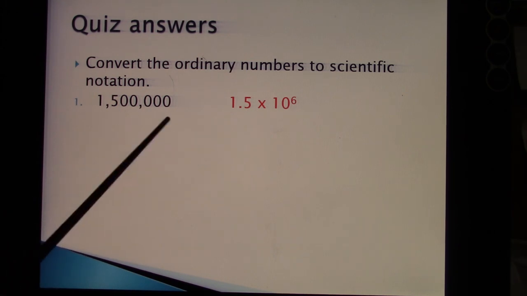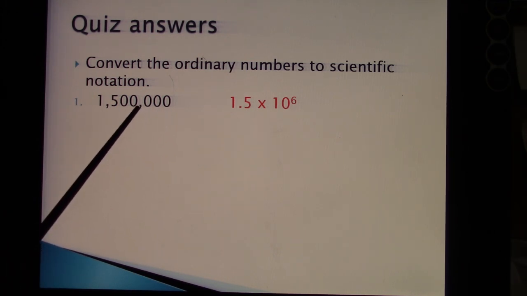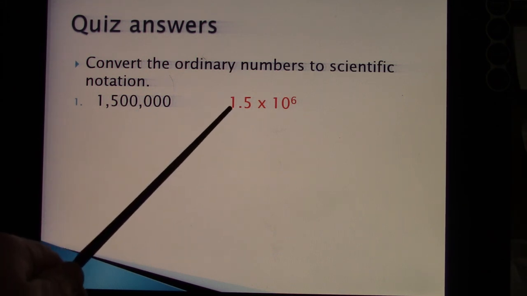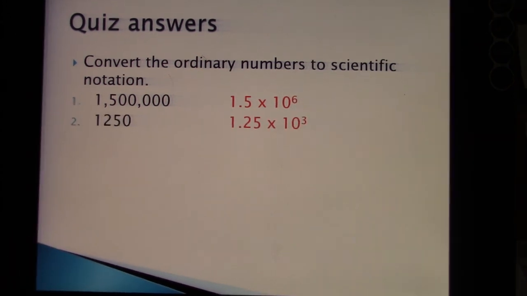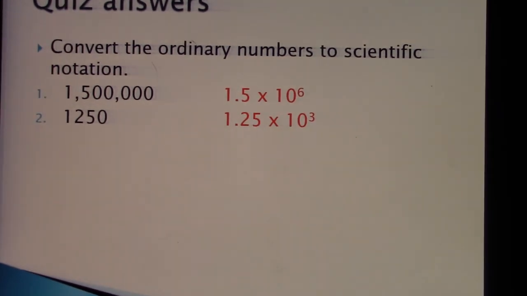Again, you can go 1, 2, 3, 4, 5, which would be 15 times 10 to the 5th, which is not necessarily wrong, but it's not right either. It's not in the right format. So you always want single digit, decimal, following numbers. Let's try the next one. That's 1.25 times 10 to the 3rd. So count 1, 2, 3. 1.25 times 10 to the 3rd.